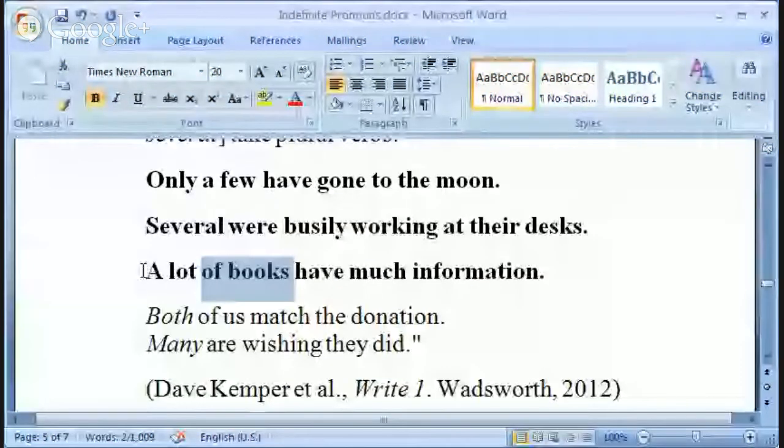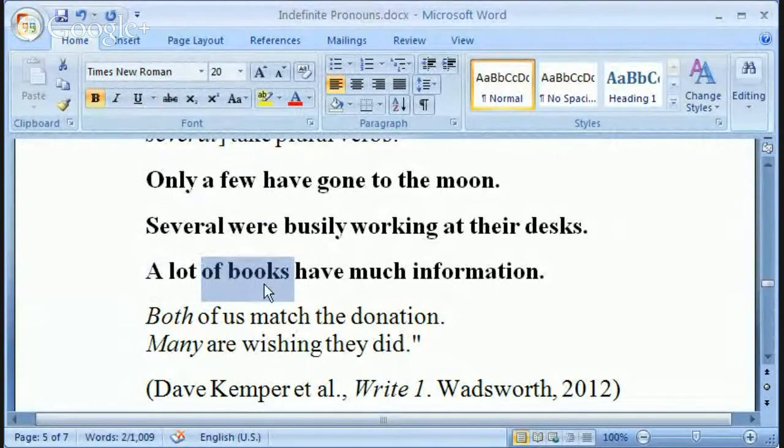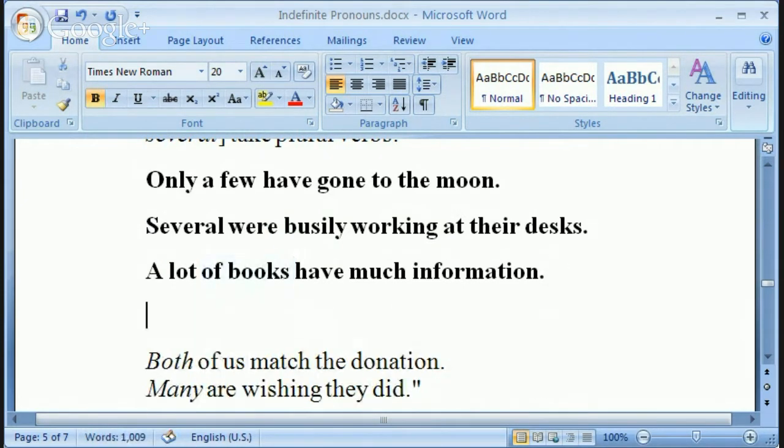I think actually you're right. A lot is definitely plural. A lot of books, a lot of people. A lot of people smoke cigarettes. A lot smoke cigarettes. We're defining our indefinite pronoun with a prepositional phrase, but actually this is okay. Nice job. A lot of books have much information. I'm going to let that slide.